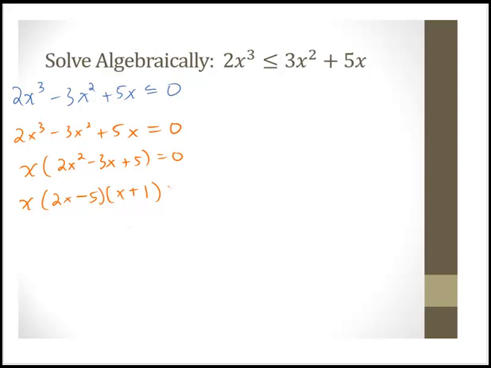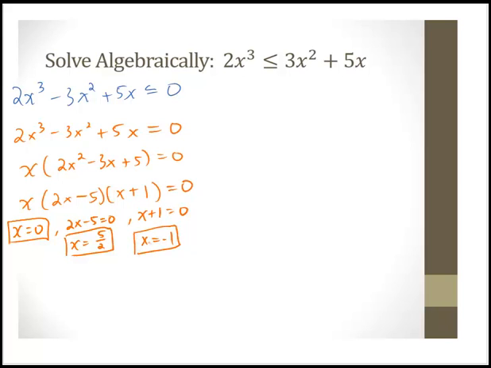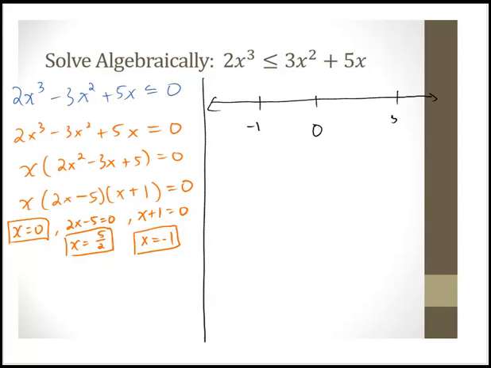And this is still equal to 0. So then, setting the factors to 0, x is 0, 2x minus 5 is 0, which implies x equals 5 over 2. And x plus 1 equals 0, which implies that x equals negative 1. So those are my solutions of the equation: 0, 5 halves, and negative 1. So now we go to a number line, and I plot those 3 points on the number line in numerical order. So I'm going to put negative 1 here, 0 here, and 5 halves here.